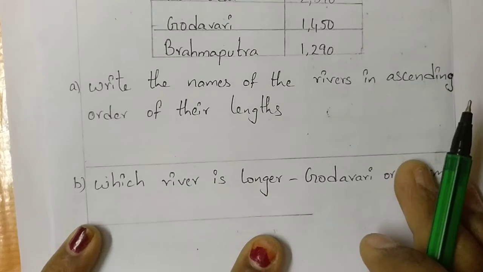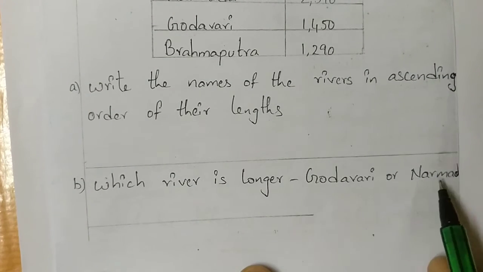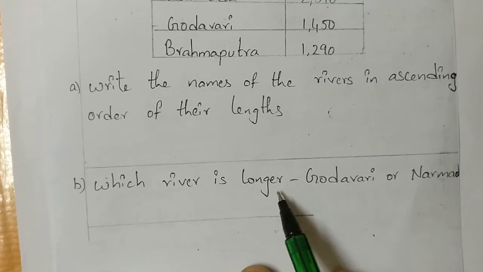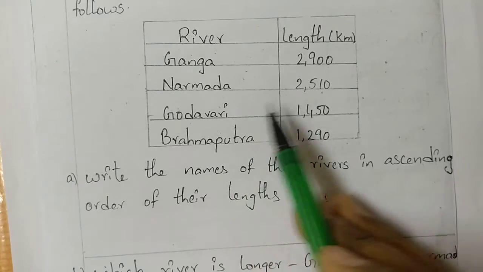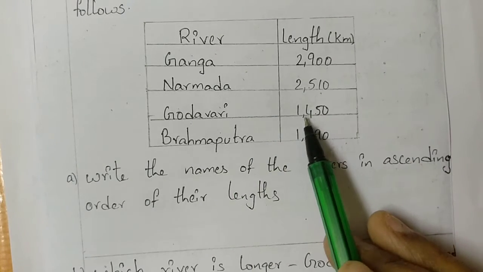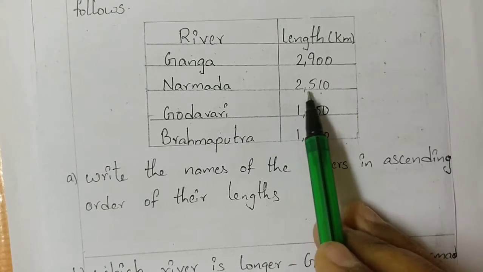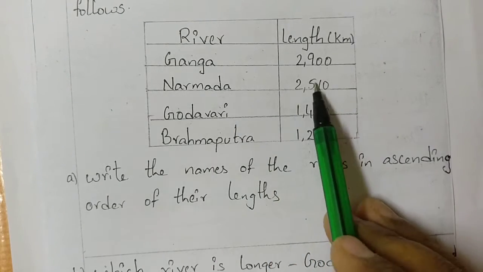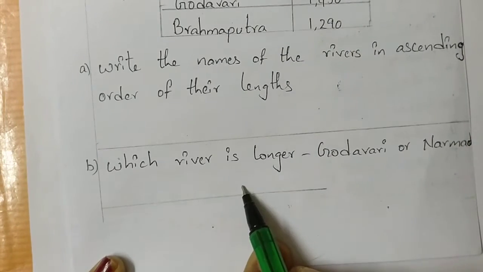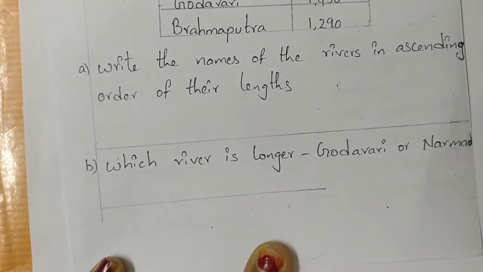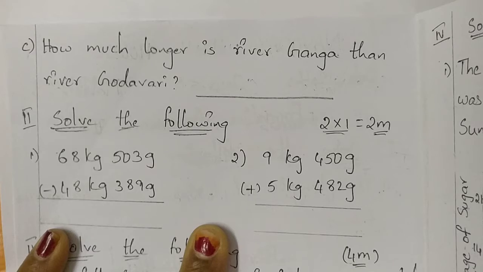Now we'll see the next one. Which river is longer, Godavari or Narmada? By observing the table, see Nana, Godavari how much? 1450. Narmada how much? 2510. So which is the longer? Narmada is the longest. So in the answer what we have to write here? Narmada. Okay, do you understand, Nana? Now we'll see the next one.